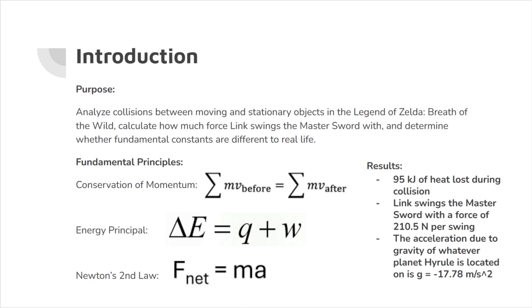A brief glimpse of the results is that I found that 95 kilojoules of heat was lost during the collision, that Link swings the Master Sword with a force of 210.5 newtons per swing, and that the acceleration due to gravity of whatever planet Hyrule is located on is negative 17.78 meters per second.